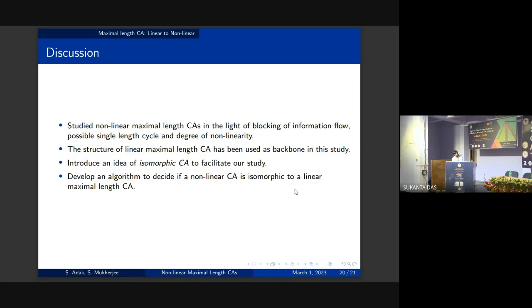Now this is the discussion. Basically we developed a conjecture for this particular topic, which is not written in our paper. That is, for every n we can generate a nonlinear maximal length CA, but still we cannot prove it. So this is my future work. And then, thank you.